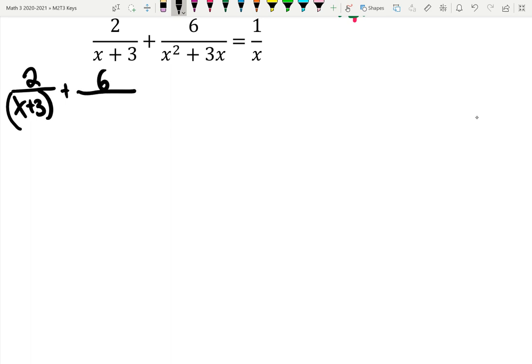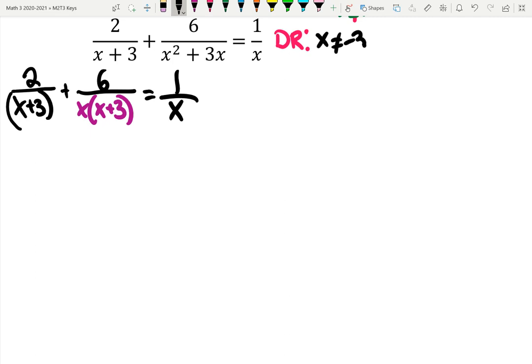x squared plus 3x is going to factor out to be x times (x plus 3) equals 1 over x. I'm going to go ahead and look at my domain restrictions. So this is my domain restrictions, DR. I'm going to abbreviate. In my first one, x cannot be negative 3. That would cause this first term to have a denominator of 0.